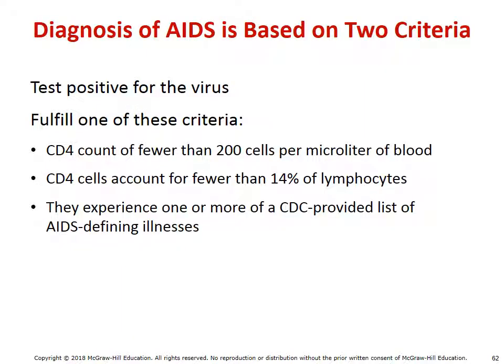For you to be considered for having AIDS, you must meet one of these three criteria. If you have a CD4 count fewer than 200 cells per microliter of blood, if you have a CD4 cell count fewer than 14% of lymphocytes, or if you experience one or more of the CDC provided list of AIDS defining illnesses, we're considering you to have AIDS. So the idea here is, again, you must have the virus and you must meet one of these three criteria before you're reclassified as having AIDS.